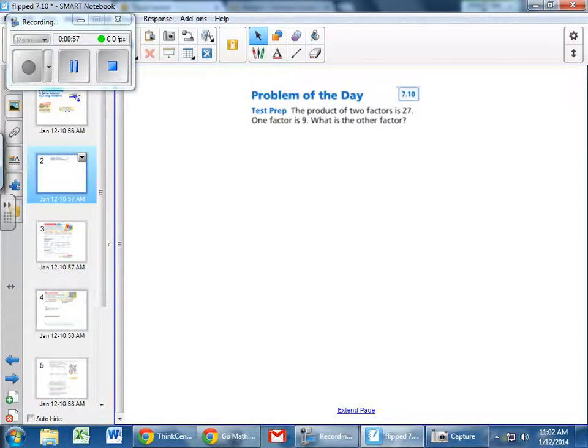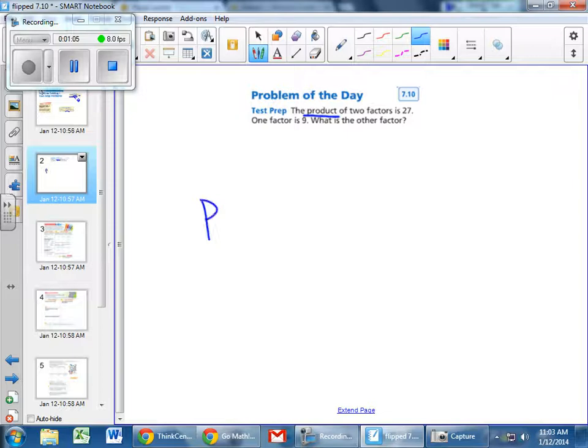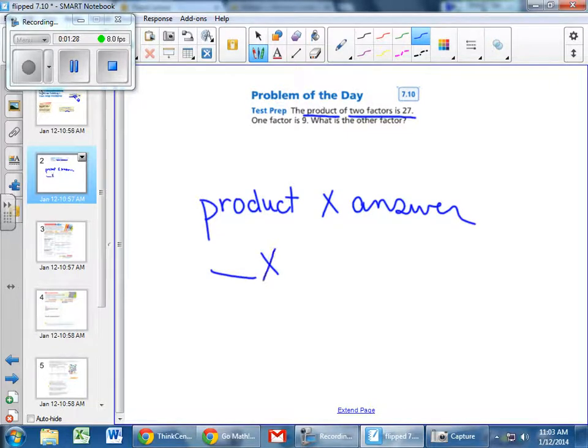Getting our brains warmed up again. Problem of the day. The product, there's a math word. And remember, a product is the answer in a multiplication. The product of two factors, so something times something equals 27. One factor is 9. What is the other factor?